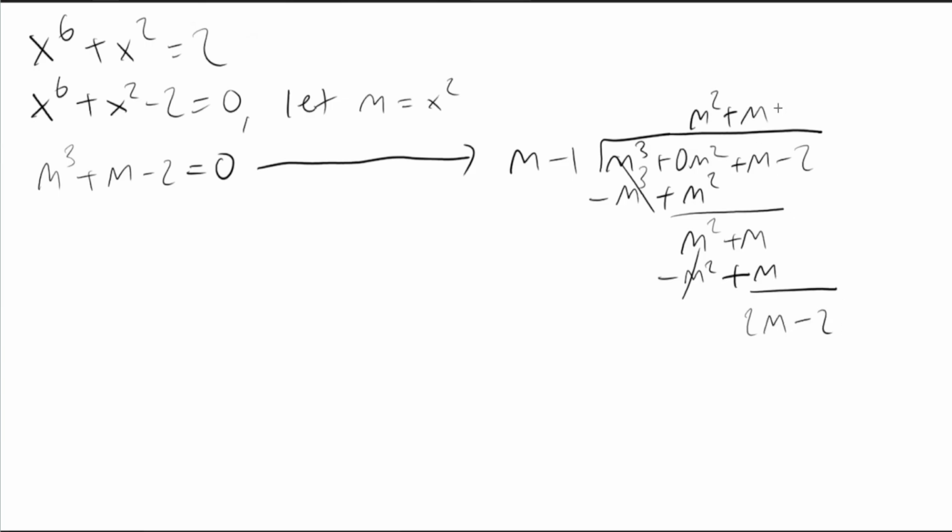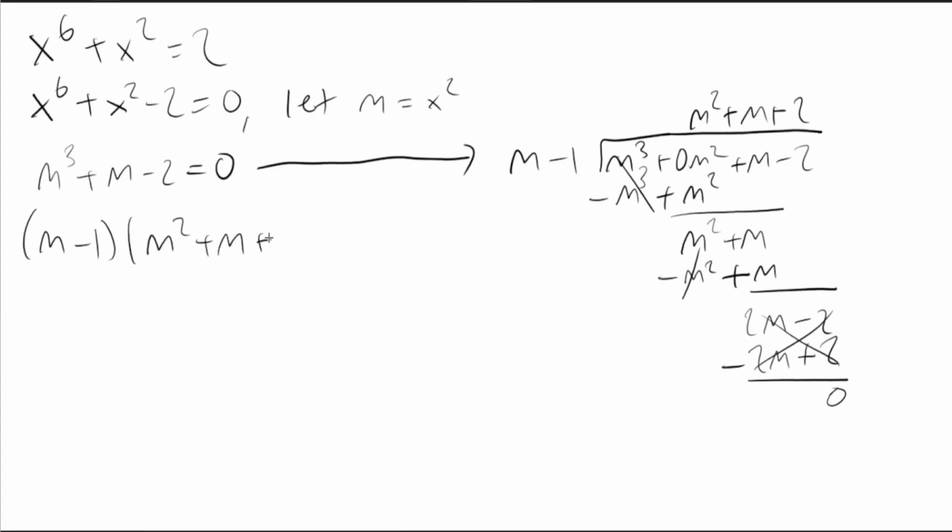And now to get 2m, we multiply by 2. So now we're subtracting 2m, and we have negative 2. We're subtracting that, so we add 2. And we see these cancel, and these cancel. So this is, in fact, a factor, and m squared plus m plus 2 is our other factor. So we can write this as m minus 1 times m squared plus m plus 2 equals 0.